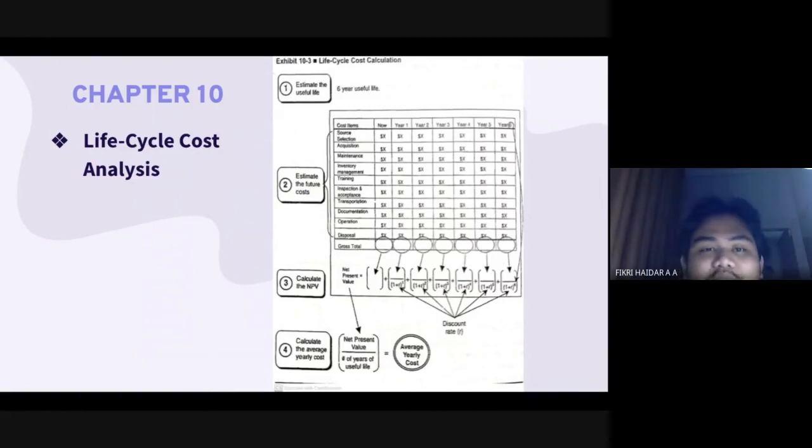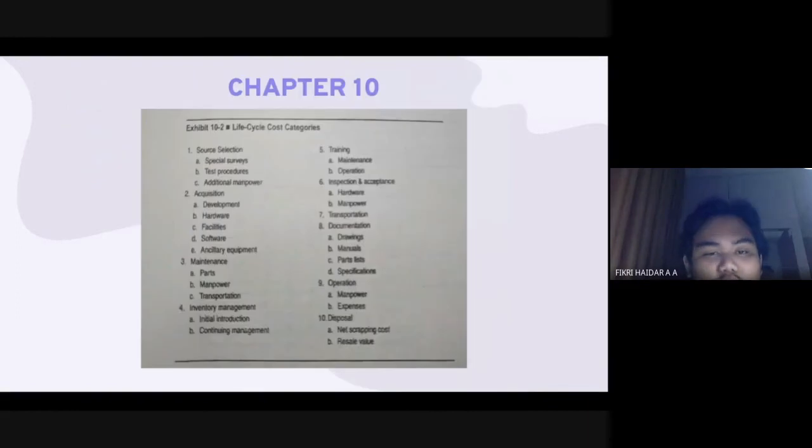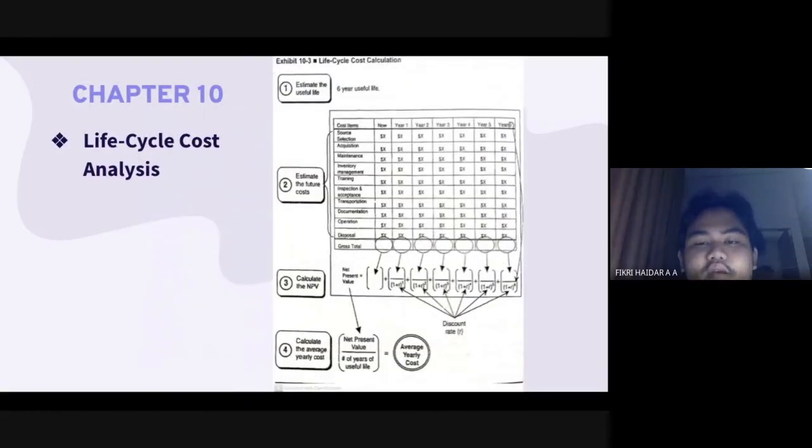The first one is to estimate the useful life of the item. If you decided that it is a 6-year useful life in the example, move on to estimate the future cost. For the future cost, you could see the categories in the previous slide, add them all up and estimate them, and the total will be the gross total. You could total it for each year.